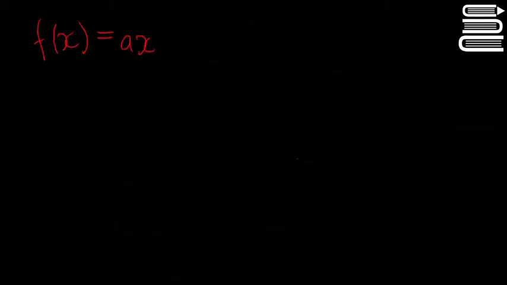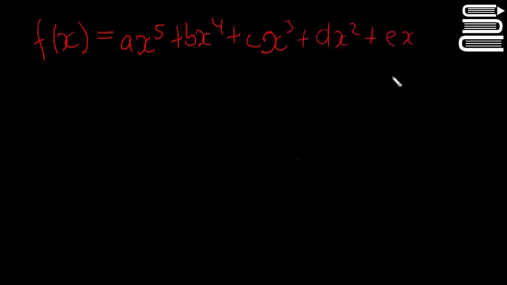Take ax to the power of 5 plus bx to the power of 4 plus cx cubed plus dx squared plus ex plus f, or whatever you want. That's just a polynomial, so anything with x squared, x cubed, or whatever, of degree 5, because the highest power in it is x to the power of 5. All the fundamental theorem of algebra says is that this is going to have 5 roots, which means you're going to have 5 solutions.